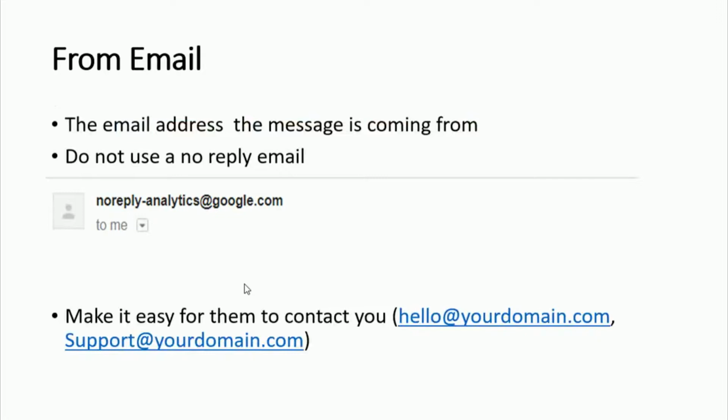The from email, that's the email address that the message or the email is going to be coming from. Please do not use a no reply email. You don't want to force people to have to go to your website and look for your contact form or look for your support area or something like that to be able to get in touch with you, because most likely they're just not going to, and sometimes your customers have really important things to say, or that could be the difference between, you know, a really great review and a negative one. So try not to have a no reply email. Make it easy for them to get in touch with you.